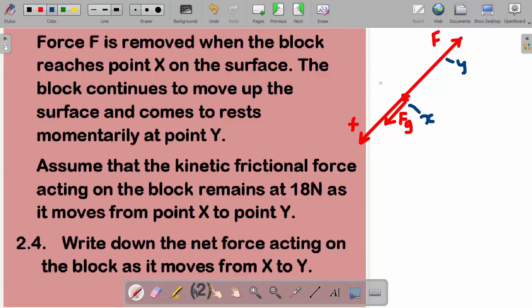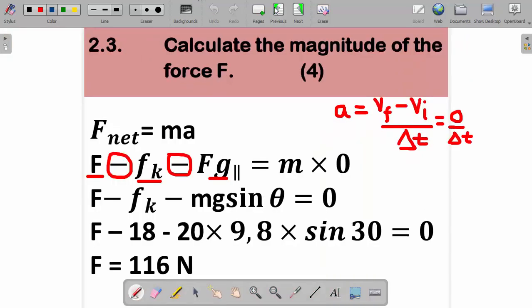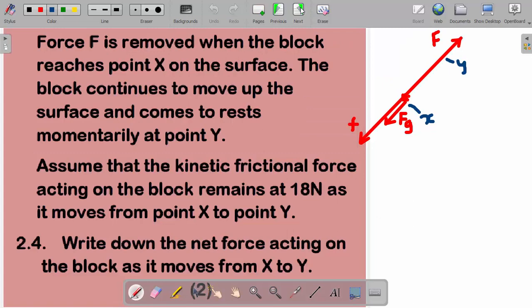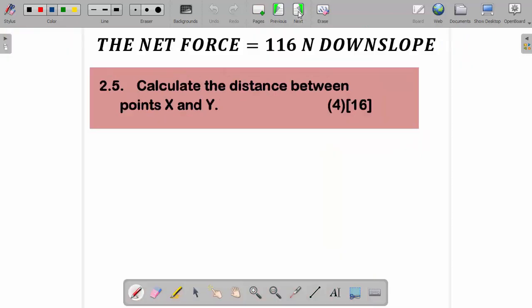I'm saying that the force is removed, and then now we are going to have a resultant down the slope, which is the same as the other force which we had in our previous calculation, this one here, which is 116 newtons. Okay, so it means our answer is going to be 116 newtons, but down slope. That will be our answer in that question. So here the net force is going to be 116 newtons, but downward, down slope.